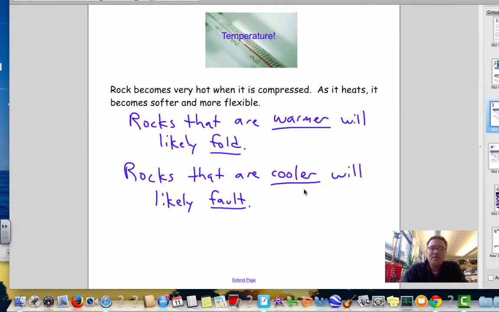Second is temperature. Rocks that tend to be warmer, kind of like gooey caramel, they tend to fold. But if they're cold, they become more likely to fault. Kind of like a cold piece of caramel that you just got outside, it can crack. But if it's warmer, it can become more gooey. Rocks can get sort of gooey. They can fold. So temperature is a factor.